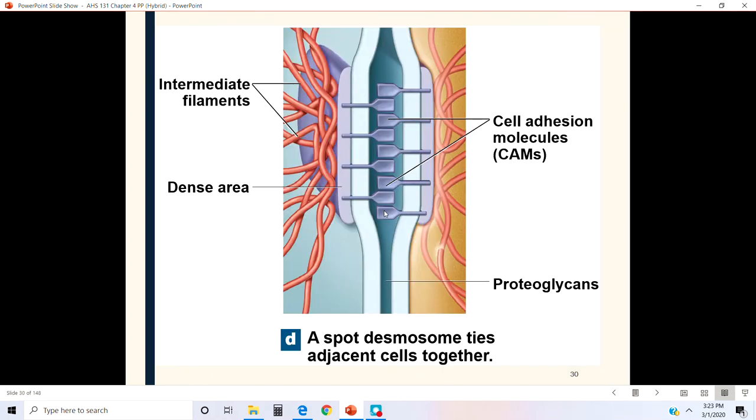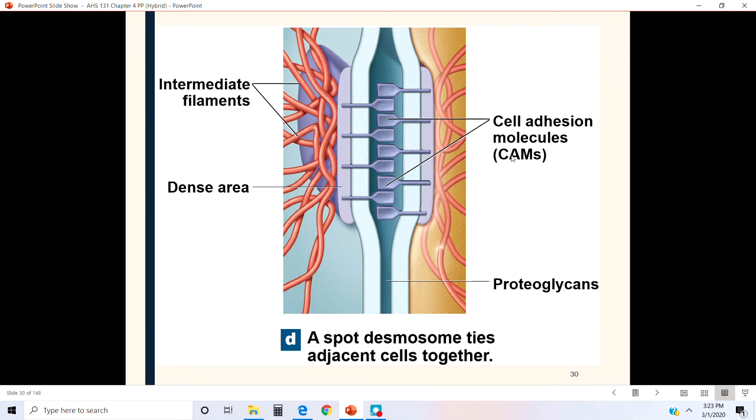Let's go here. Watch this. So basically, we have a cell membrane here. Just ignore this for a second. Here's one cell membrane. Here's another cell membrane. Okay. So along the cell membrane, we're going to have these proteins. They're called transmembranous proteins.